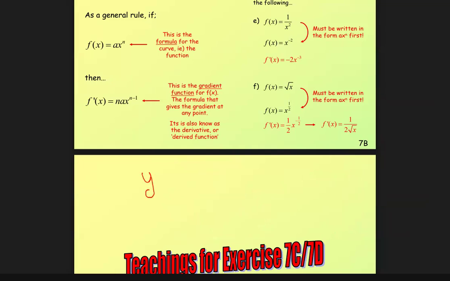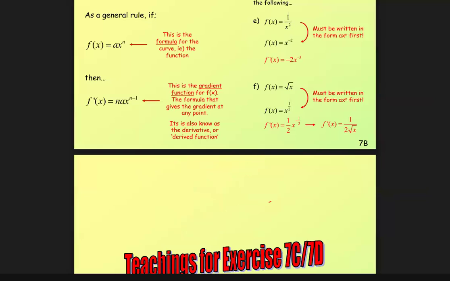So if you have something like this too, y equals cube root of x. So cube root means x to the power of what? 1 over 3, sorry. So that gives you y equals x to the power of 1 over 3. Then that gives you 1 over 3 x, and for the power, just do 1 over 3 minus 1. That's going to be minus 2 over 3.